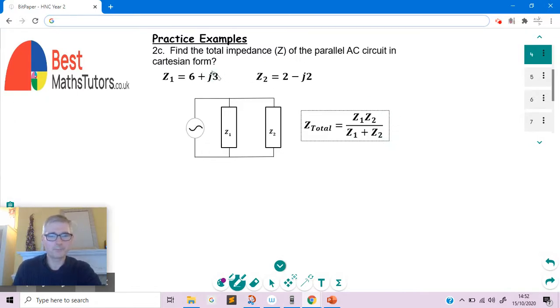We can see in this example I've got here, we've got an AC circuit. We know that it's an AC circuit because it's got branches in the circuit there. So we can see that at this point the current would split into two. And we've got an impedance Z1, which is given in this complex form, and an impedance Z2, which is given in this complex form. What we're trying to do is work out the total impedance in the circuit.